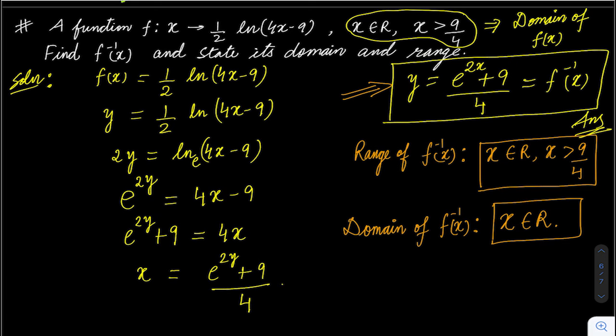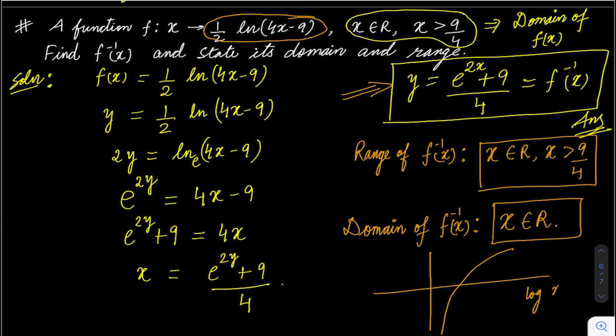And anyways, we have done this in logs. This is something which I'm telling you extra. If you draw the log graph, it is something like this, right? This is the general log graph, or you can say the ln graph. It actually takes all real numbers. So the range is all real numbers.